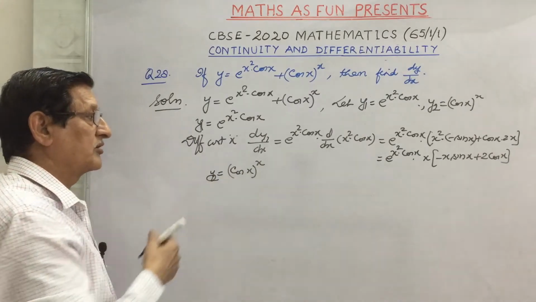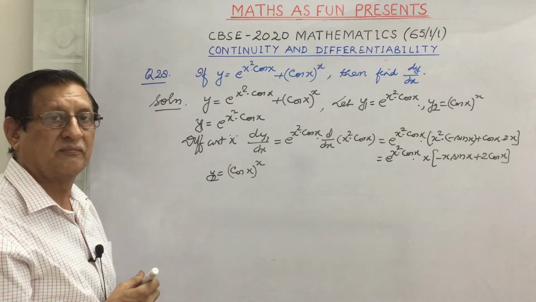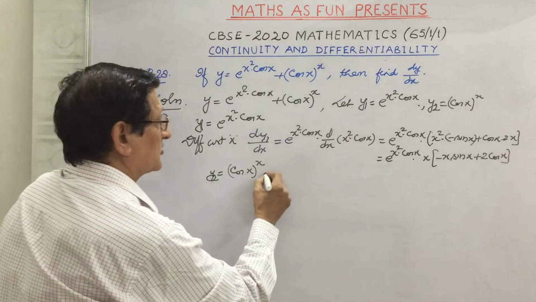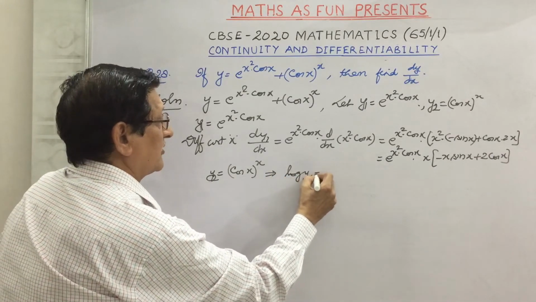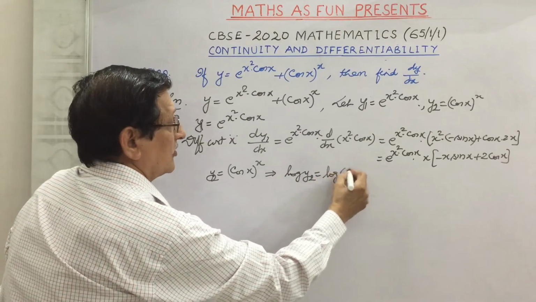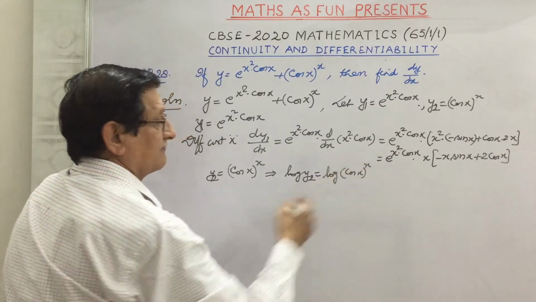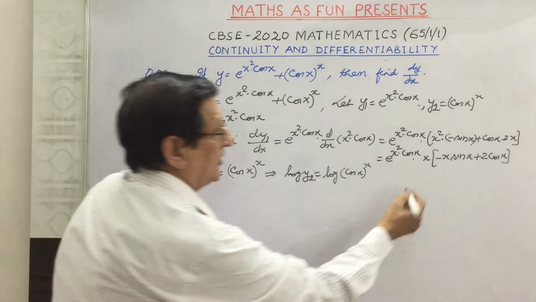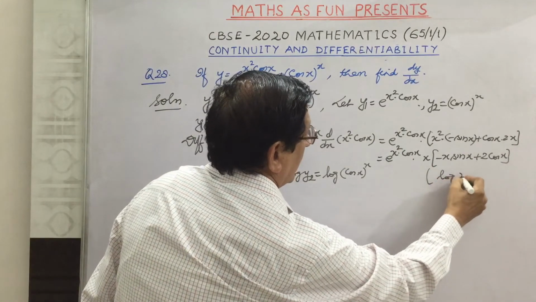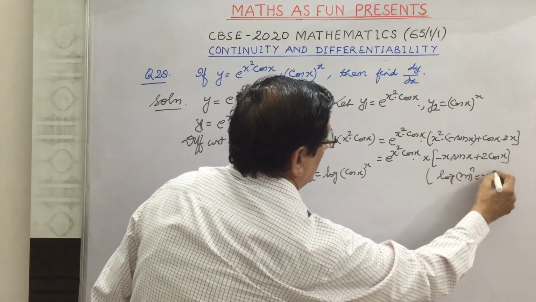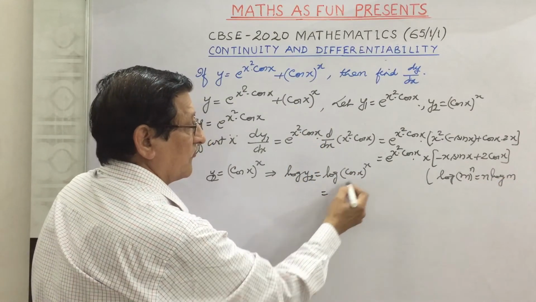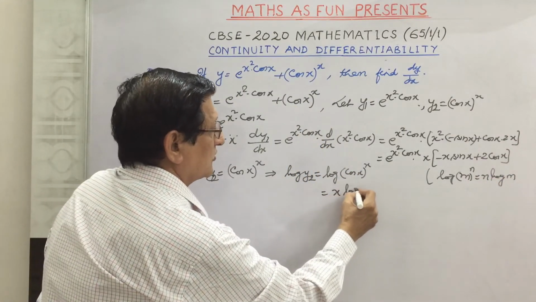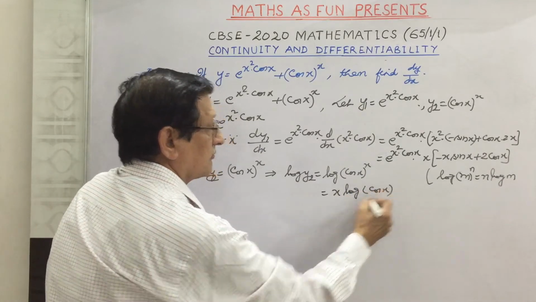Then we have to go for logarithmic differentiation in such case. And when we take the logarithm of both the sides, we will write here log of y2 will be equal to log of cos x to the power x. And we know the formula that log of m power n is equal to n log of m. And if we apply that here, it will be equal to x into log of cos x.